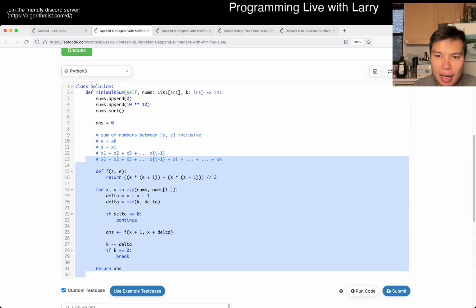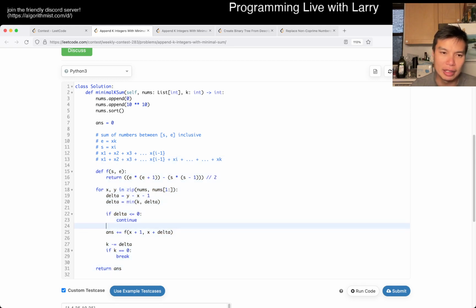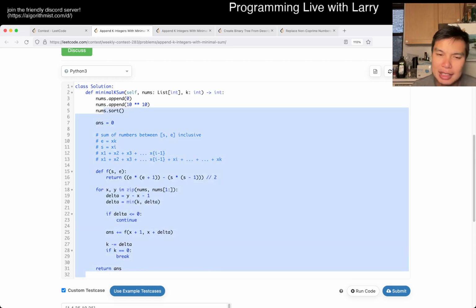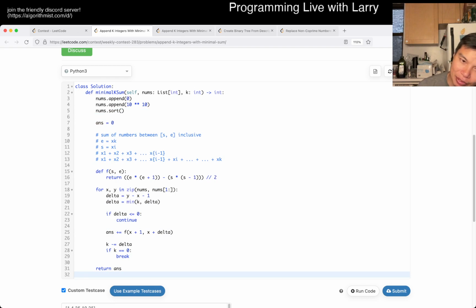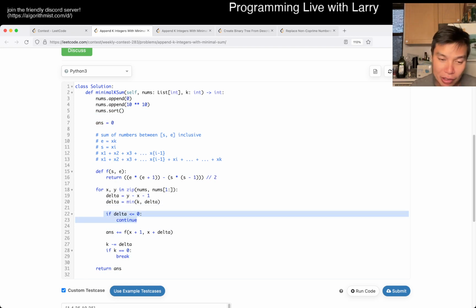Let me know what you think about this. This is just where you're thinking about all the cases, like for example, if you have duplicate numbers, how to handle it. If you have adjacent numbers, how do you handle it? I handle it here, but I didn't think about it during the contest.